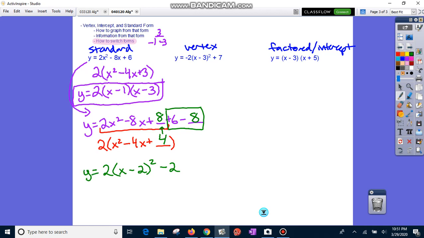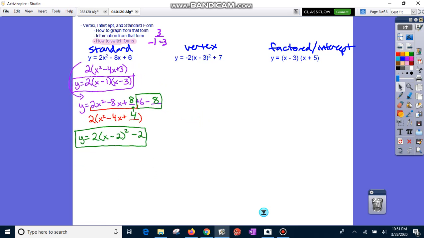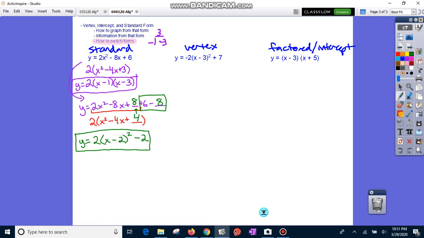So y equals 2 times (x minus 2) squared minus 2 is my vertex form. So that gives me my other form that's right there and what I can do to work with that. So those are my 2 forms there. Again, that second part was a little bit extra, but I'm giving you some information there.